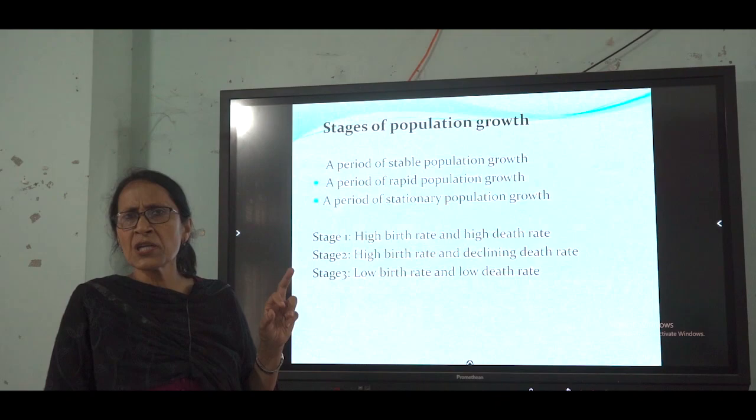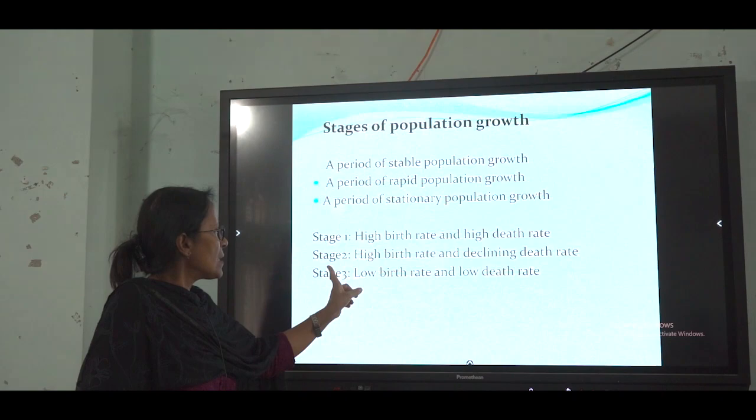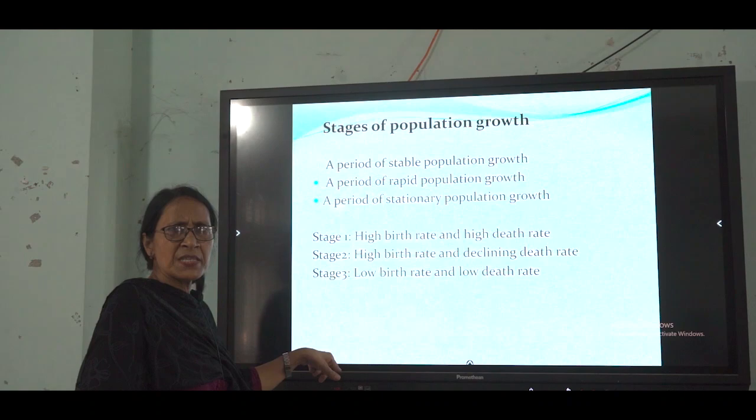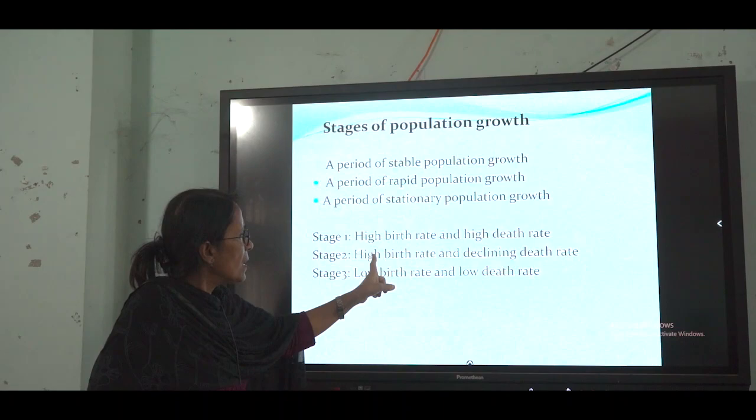Then the period of stationary population growth is again accompanied by a low birth rate and a low death rate. This is the last stage, stage number three, or sometimes we make it two different stages: low birth rate, low death rate. The reasons are quite different from those of the first stage, where there is a high birth rate and an equally high death rate. So this is the graph you have seen.